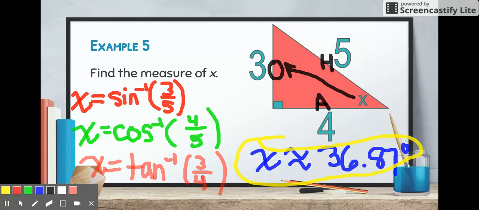So there's an introduction and some examples of inverse trig ratios. If you have questions, talk to your group, watch some more videos, come talk to me, and practice some problems out and see what you can do.